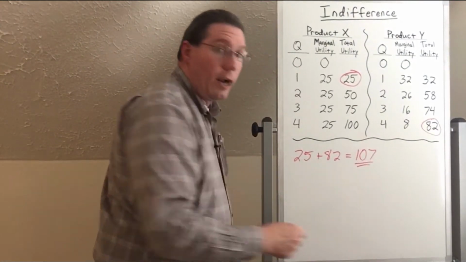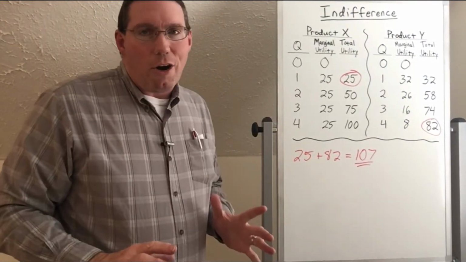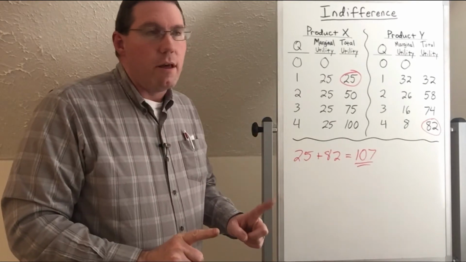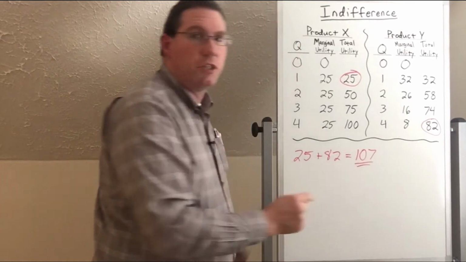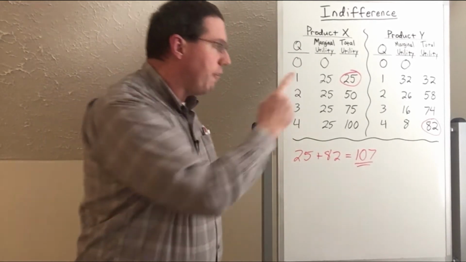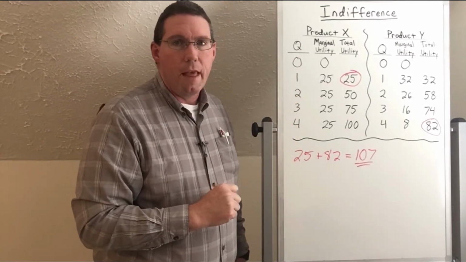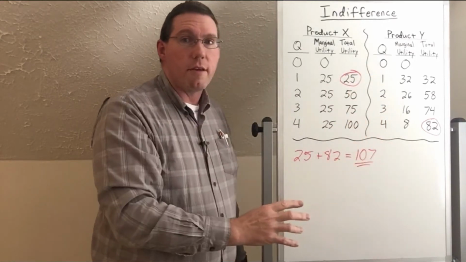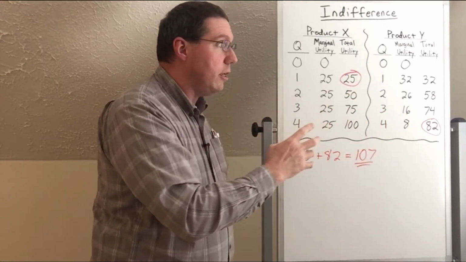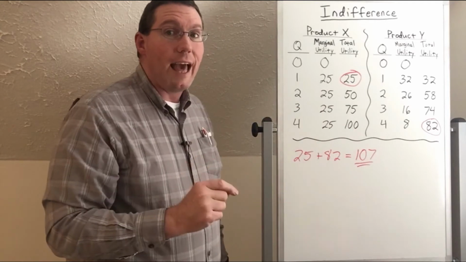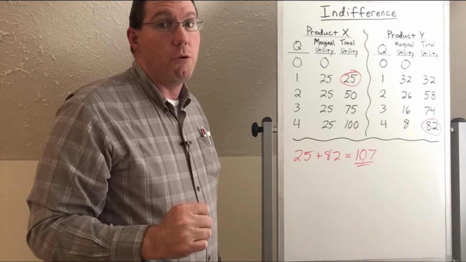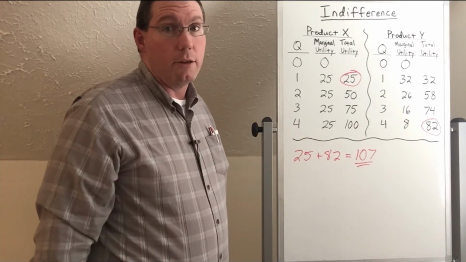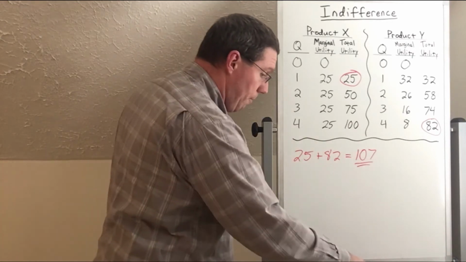Okay? And so now what we want to try and understand is there another mix of these products that would give them the same amount of utility? Can they eat a different number of slices of pizza and a different number of wings? And when you add the total utility of those two things together, you would get exactly 107. Now, if you want to pause the video and try and find those two, then that would be a neat little puzzle. But I'm going to go ahead and show you now.